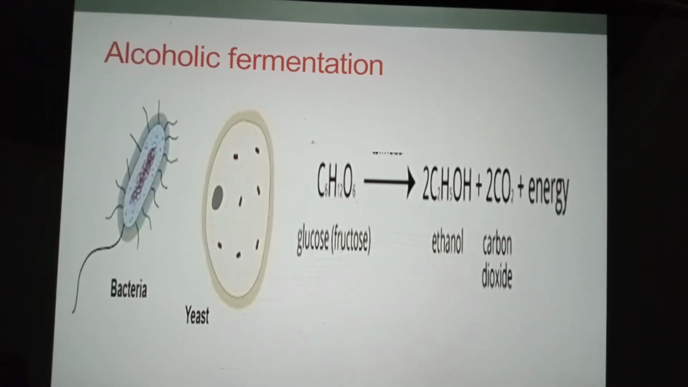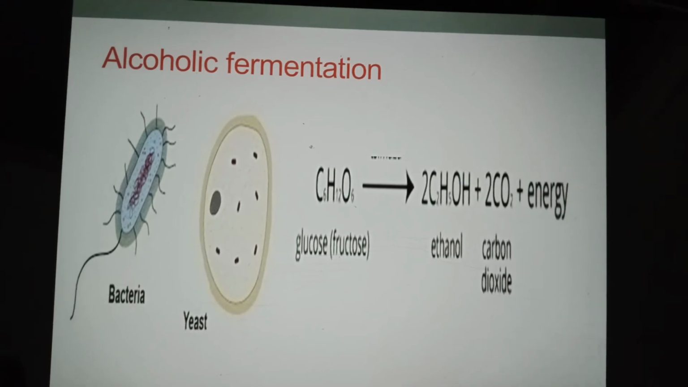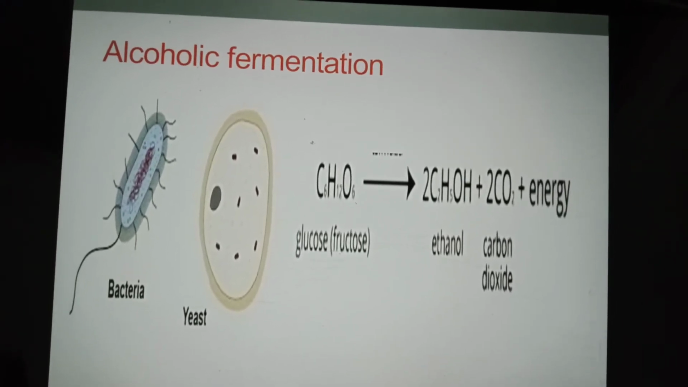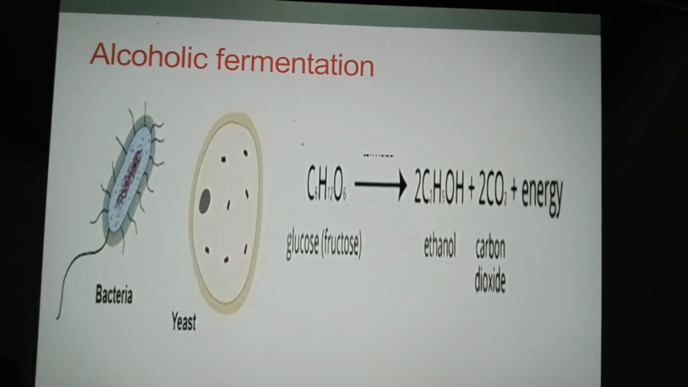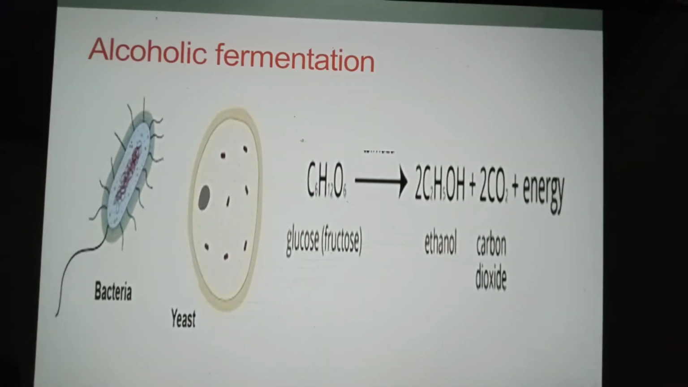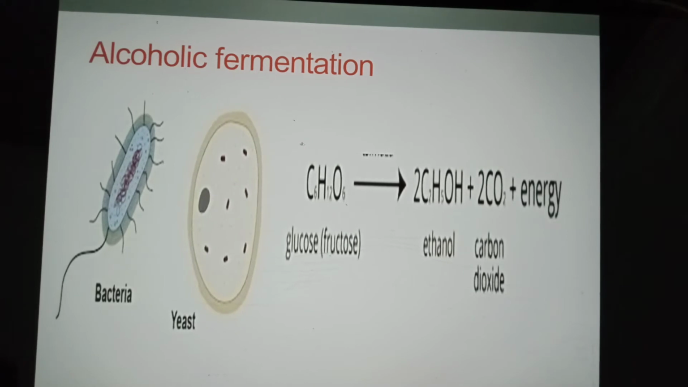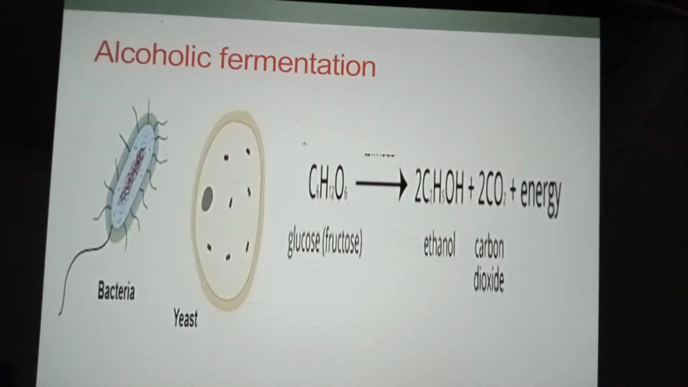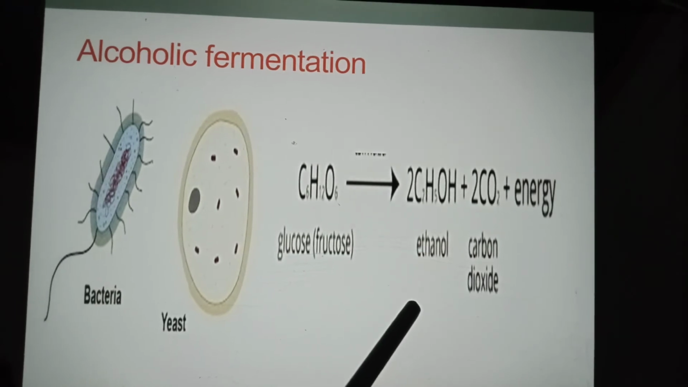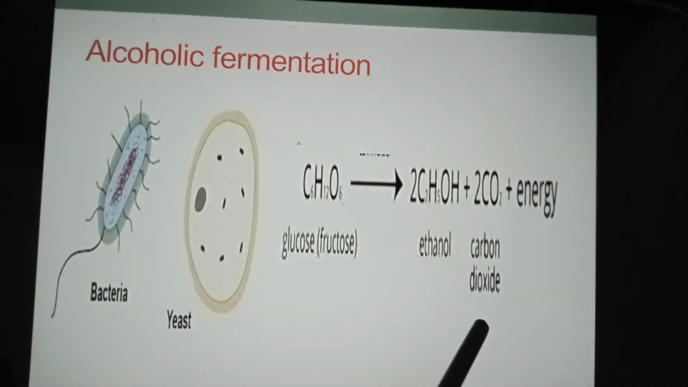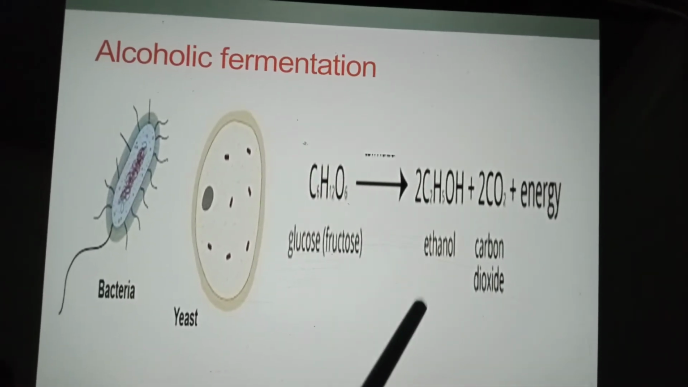Alcoholic fermentation occurs in bacteria and yeast. In this type of anaerobic respiration, pyruvic acid is broken down into alcohol, that is C2H5OH, and carbon dioxide. It is also called ethanol.